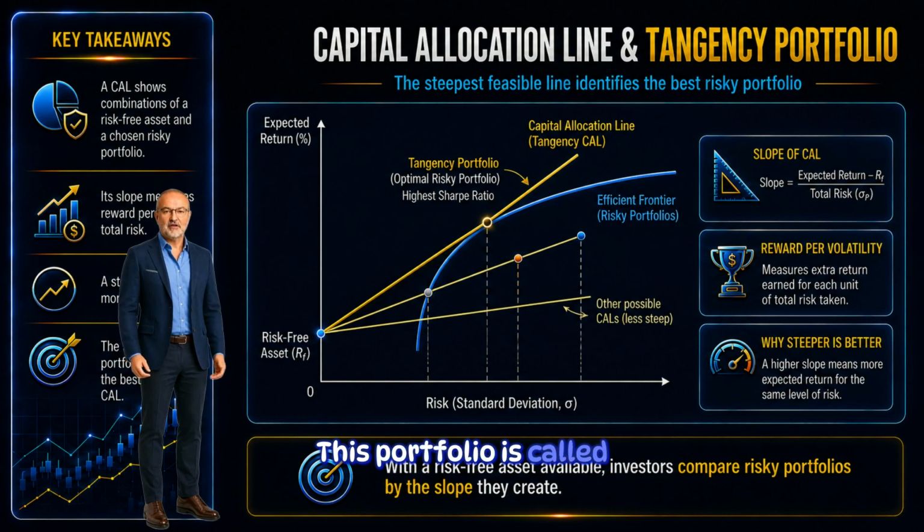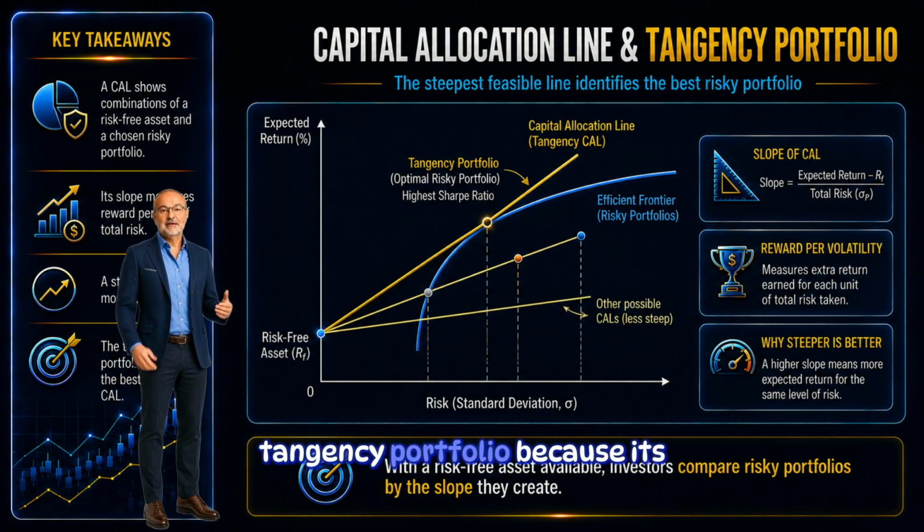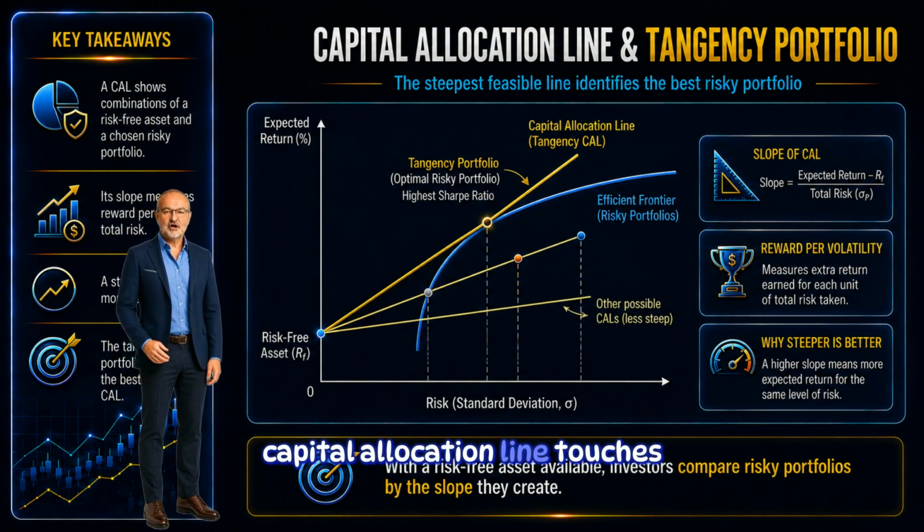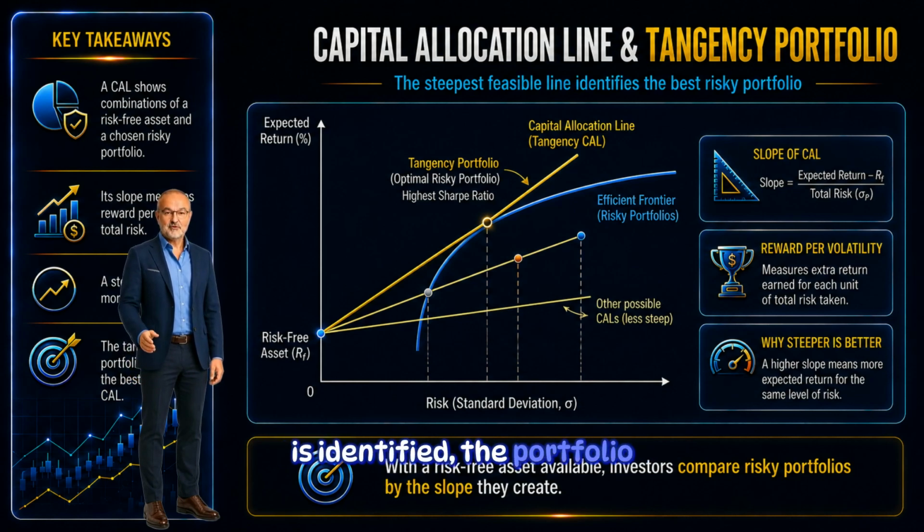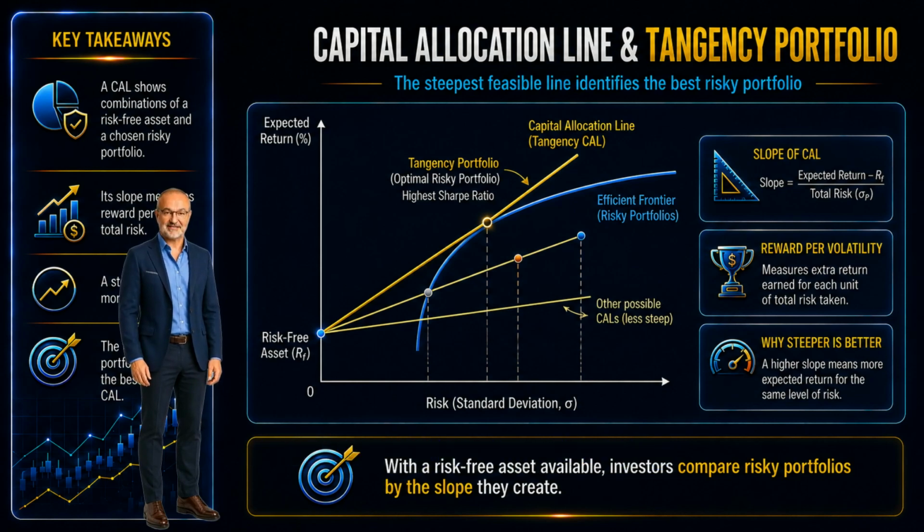This portfolio is called the optimal risky portfolio, or the tangency portfolio. It is called the tangency portfolio because its capital allocation line touches the risky asset efficient frontier at exactly the best trade-off point. Once the tangency portfolio is identified, the portfolio choice problem becomes much simpler. Under the standard assumptions, investors combine the risk-free asset with the tangency portfolio rather than choosing separately among all risky assets.